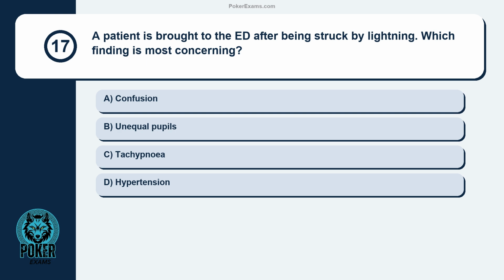Question 17. A patient is brought to the ED after being struck by lightning. Which finding is most concerning? Confusion, unequal pupils, tachypnea, hypertension.